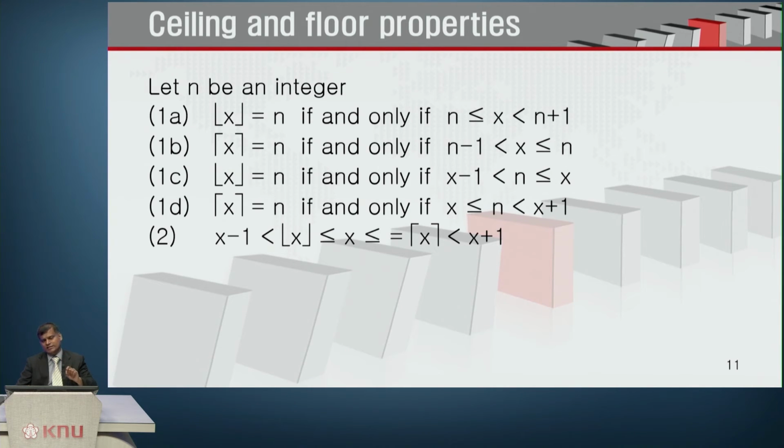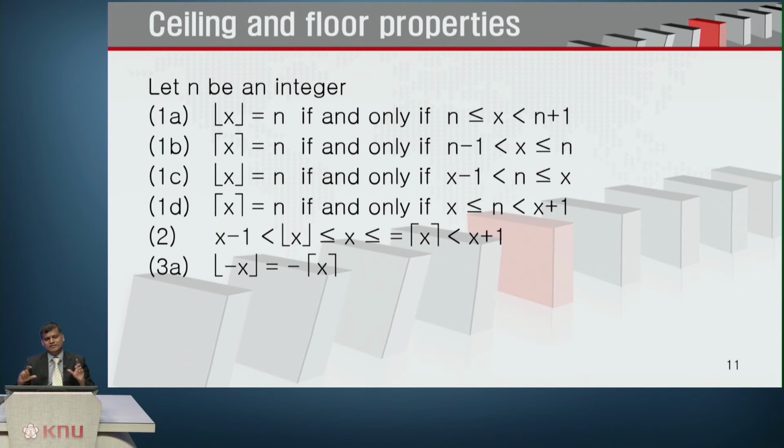So here x minus 1 is less than the floor of x, that is less than or equal to x, and that is less than or equal to the ceiling of x, that is less than x plus 1. You got that idea? Try to put some examples and check it out. Try to put some values as well and see whether you get that point, because these are some of the properties of ceilings and floors.